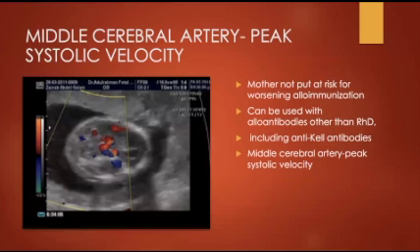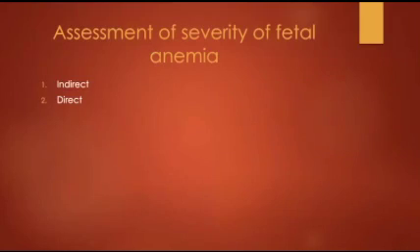So middle cerebral artery peak systolic velocity has to be checked. And assessment of severity of fetal anemia can be indirect, by spectrophotometry using a specimen of amniotic fluid obtained by ultrasound-guided amniocentesis, and can be direct fetal blood studies using a sample obtained by fetal blood sampling.